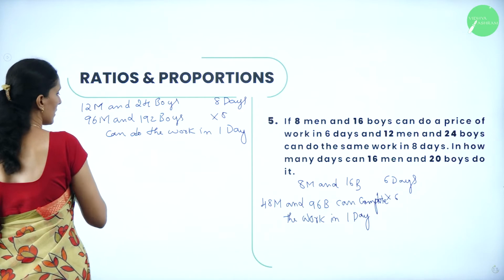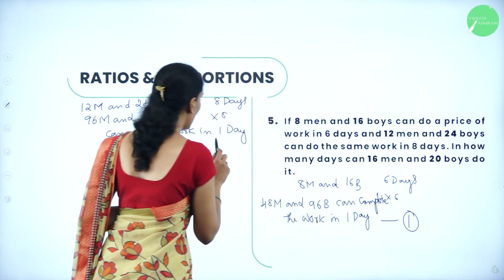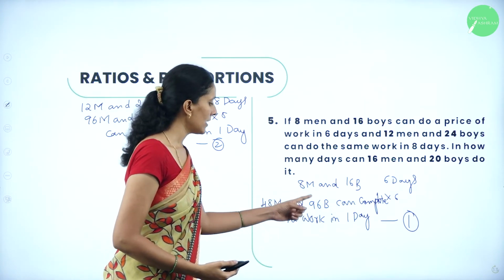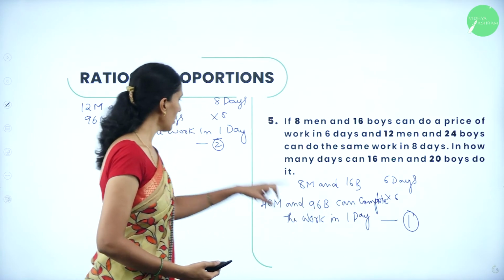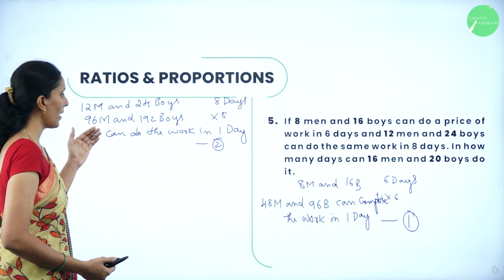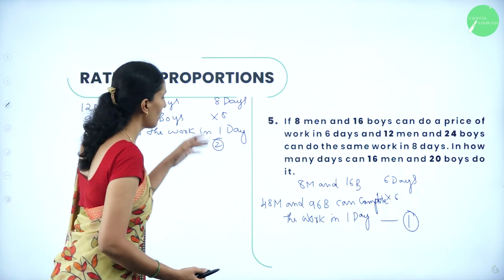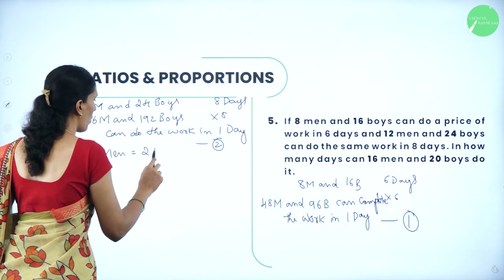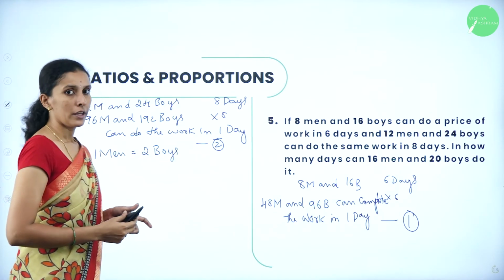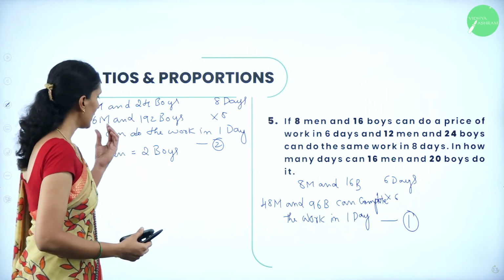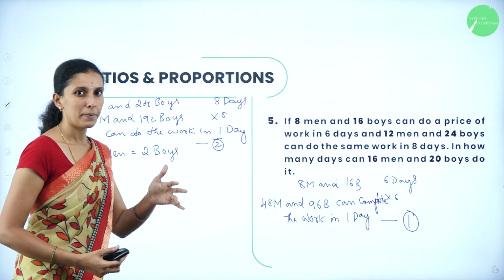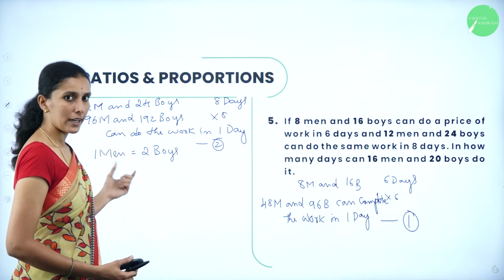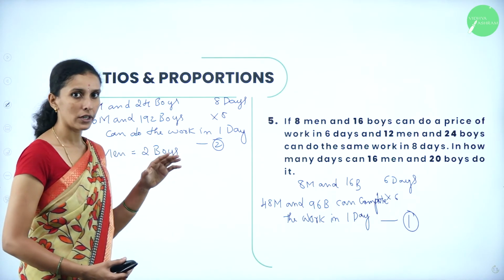So from both of these, let me take this as equation 1 and this as equation 2. You can observe here that the number of men is half of the number of boys. In both equations also, the number of men is half of the boys. So from equations 1 and 2, what can we conclude? 1 man is nothing but 2 boys. Therefore, the amount of work done by 1 man is equal to the amount of work done by 2 boys.